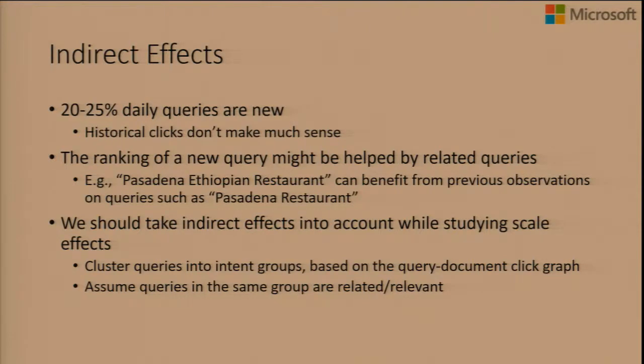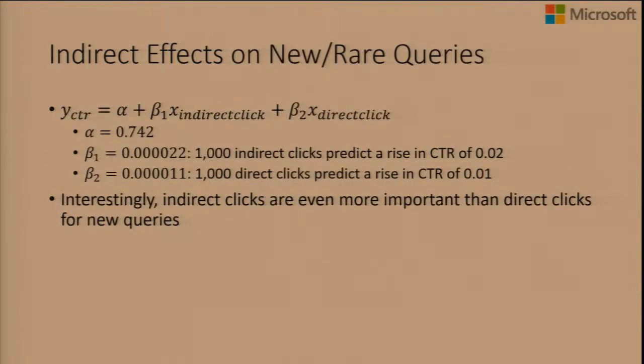So we cluster those queries into groups, and it's based on the query-document click graph. We assume that the queries in the same group are related or relevant to each other. We also try to regress the CTR on the observations. We have two kinds of observations. The first one is direct clicks, that means clicks for the target query. The second one is indirect clicks, that means clicks related to other queries in the same clustering group. Interestingly, we found that the coefficient beta 1 is even larger than beta 2. That means for a new query, the related queries matter more than its direct clicks.